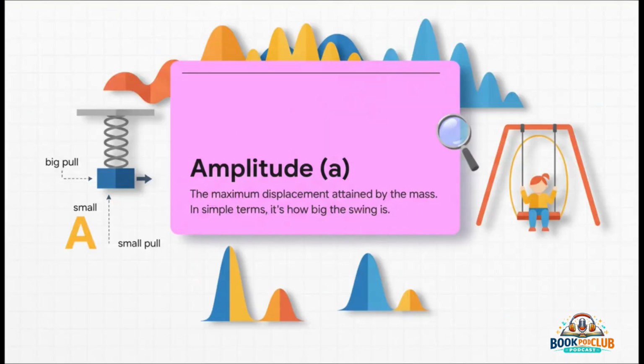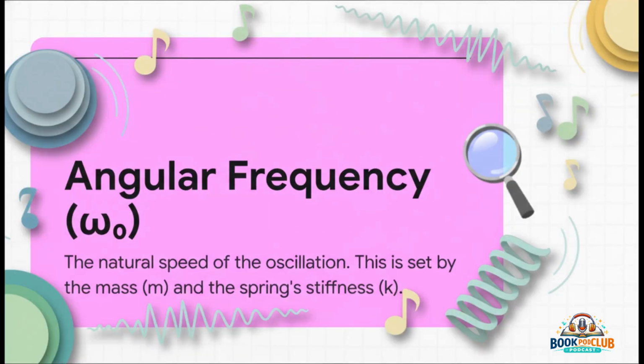First up is A for amplitude. This one's easy. It's just how big the swing is. If you pull the mass down a little, you get a small amplitude. If you pull it way down, you get a big amplitude. Simple as that. Next, and this is the really crucial part, is omega naught, the angular frequency.